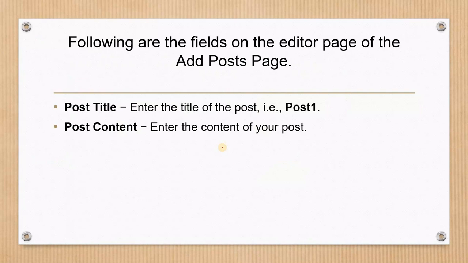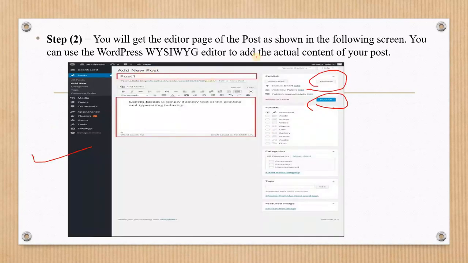Next, the following are the fields on the editor page of add post. First is the post title, that is the title of the post. Then the content of the post is denoted by post content. These two are the main headings which are found in your add new post page.